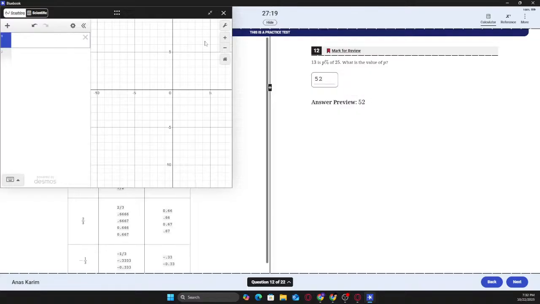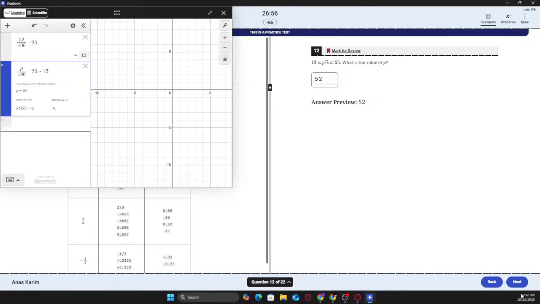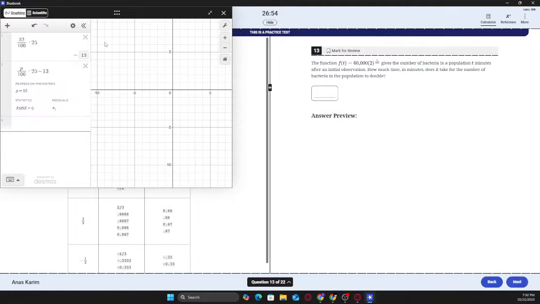In consideration, you just have to consider, so 52 divided by 100 times 25 equals 13. You just have to look at it. Okay, so P divided by 100 times 25 equals 13, so P is 52. There is a shortcut, but we're trying to save time, you know.